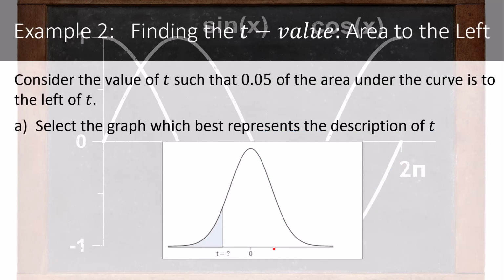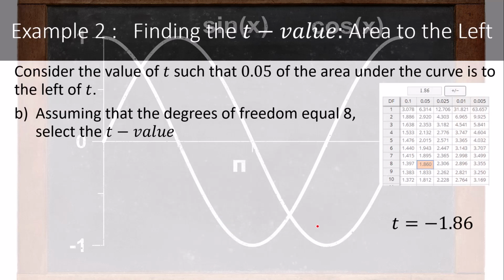All right, let's take a look at our second example. This is to find the t-value for the area to the left. Here we want to find the t-value such that 0.05 of the area under the curve is to the left, and we want to select the graph which best represents the description of t. Once again, you'll get the exact same 4 options we had before. I didn't feel the need to repeat that. Obviously, you want to pick the option where the left is shaded and only the left is shaded. And then that brings us to part number 2.